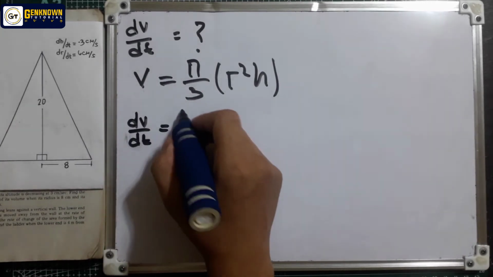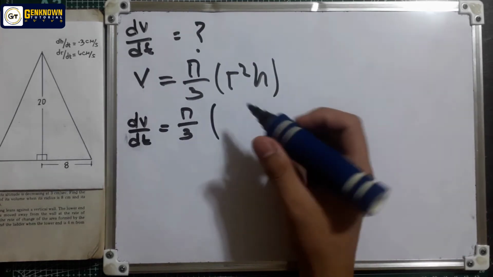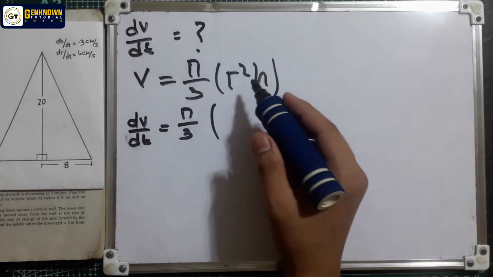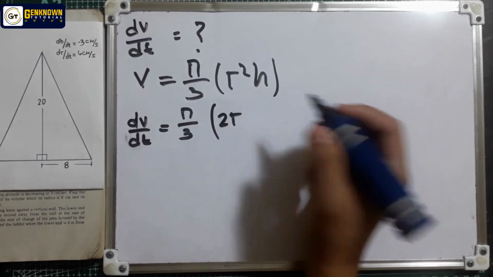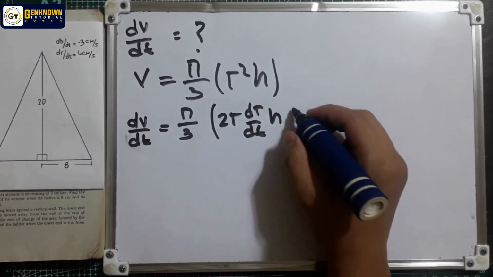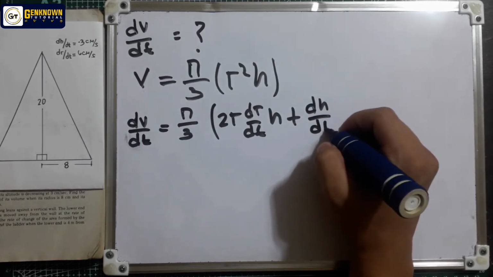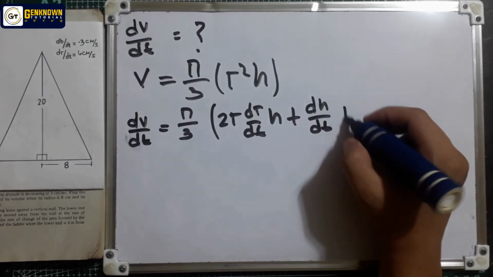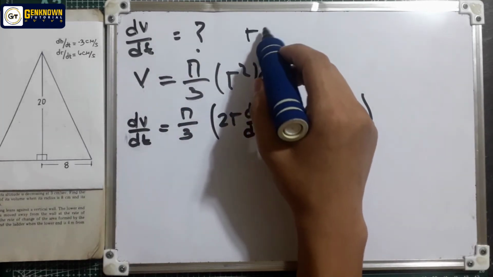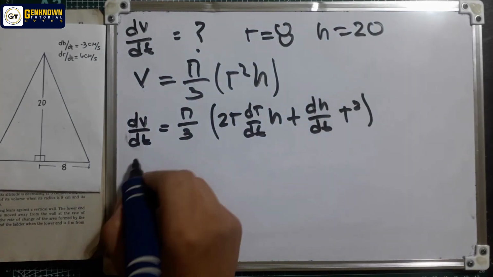dv/dt is equal to pi third. Set aside lang natin or ilabas lang. At we have the derivative of u dv plus v du yung gagamitin. We have 2r dr/dt times h plus the derivative of h, which is dh/dt, multiplied by r squared. Since meron tayong value ng r or the radius is equal to 8 and the altitude or the height is equal to 20.